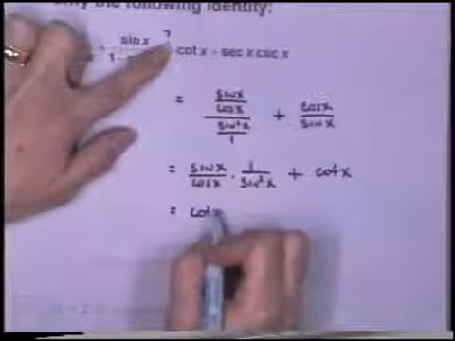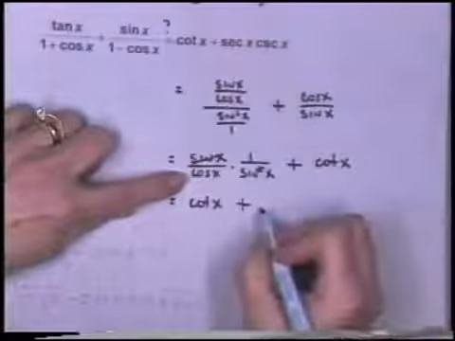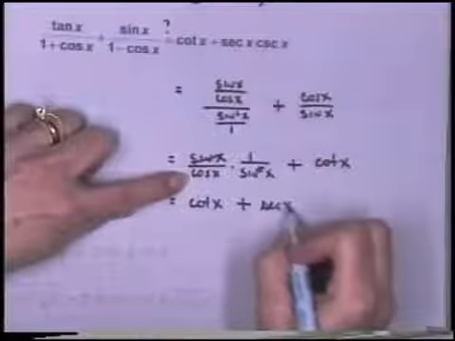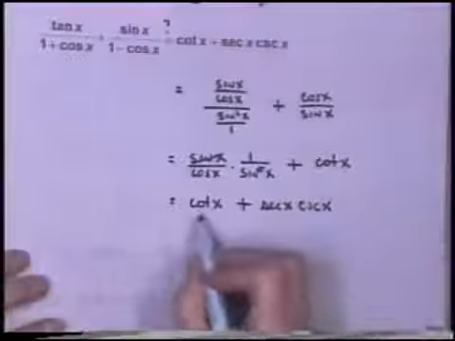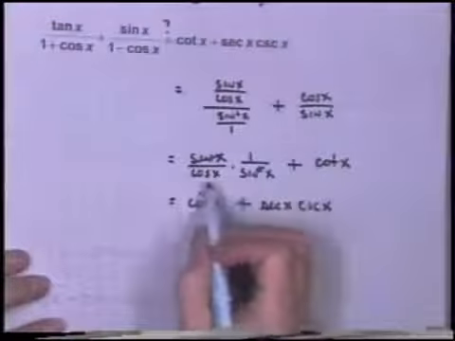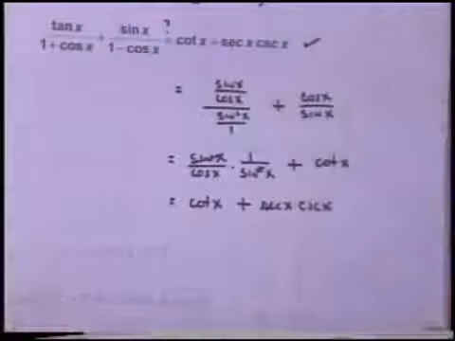Now, real quickly, let me glance back up here. I wanted the cotangent x first, so I'm going to go ahead and rearrange these right now. Cotangent x, we have that, plus. On the second part, this sine function will cancel one of these. So notice what you have. 1 over cosine is secant x. 1 over sine is cosecant x. So I have cotangent x plus the secant times the cosecant, which is exactly what I wanted here.